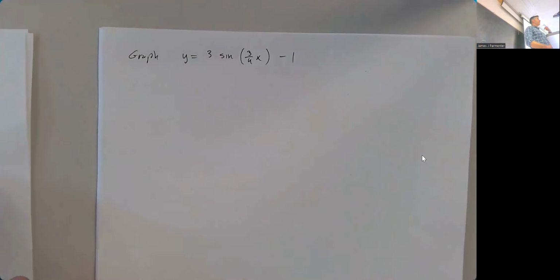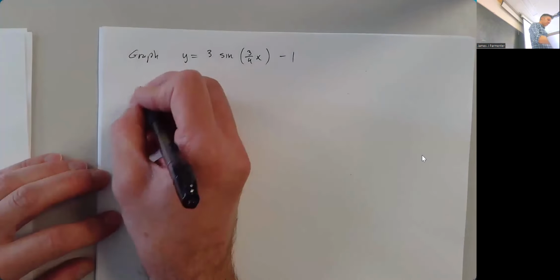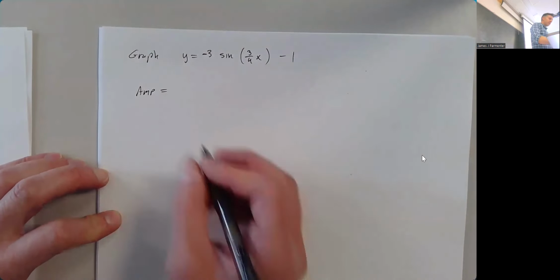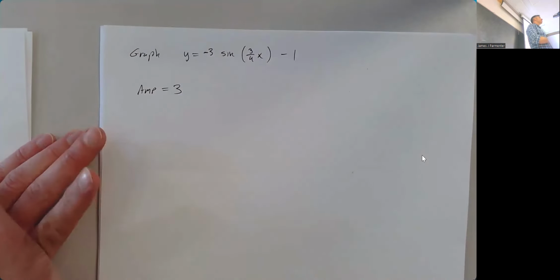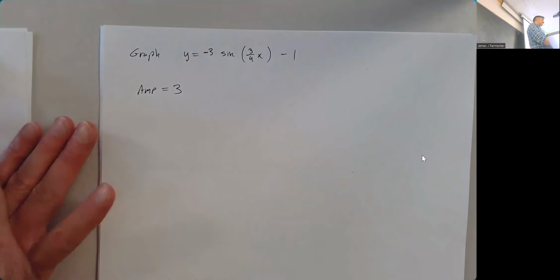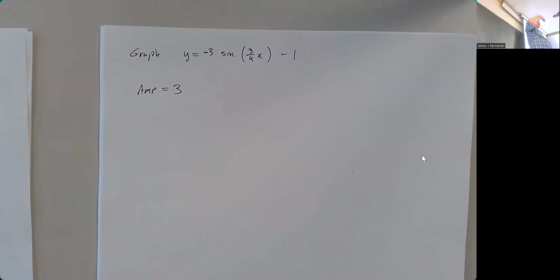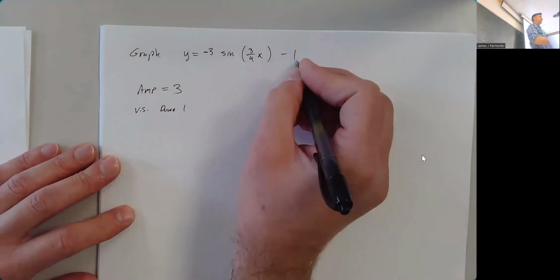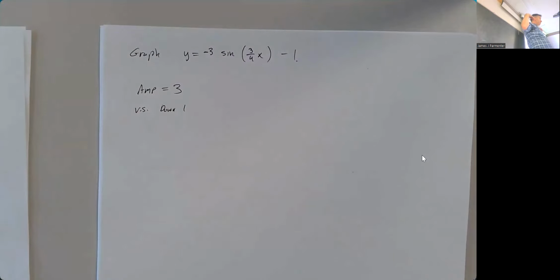Okay, so amplitude is 3. And let's make it negative 3 sine. Amplitude is still 3. Amplitude is always a positive number. It's kind of like distance. You're just saying how far are we going above or below the middle. The vertical shift is down 1 because of that negative 1 down there. All the y values are going to be 1 less than they would have been.